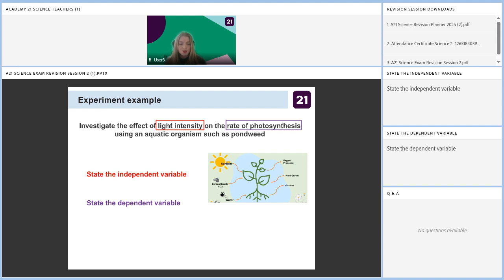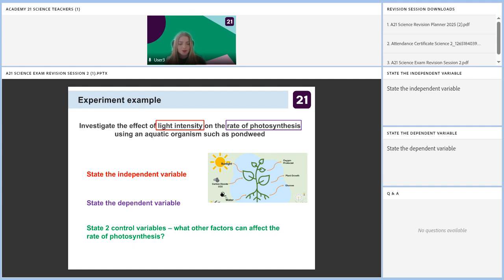This is what we're measuring. That would be our dependent variable. Okay. Next thing then we have is to have a think about some control variables. So if we're looking at the rate of photosynthesis, what might be some things we want to keep the same?